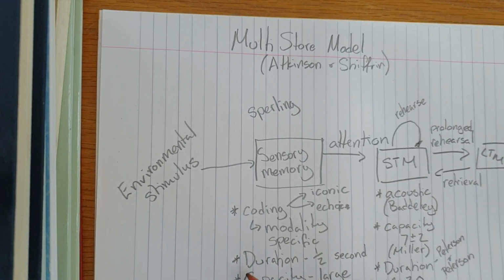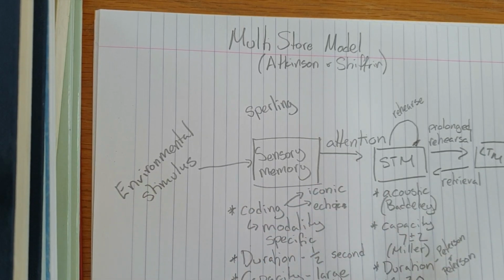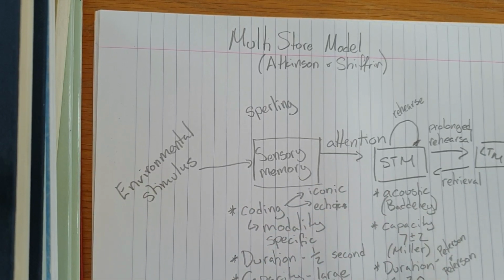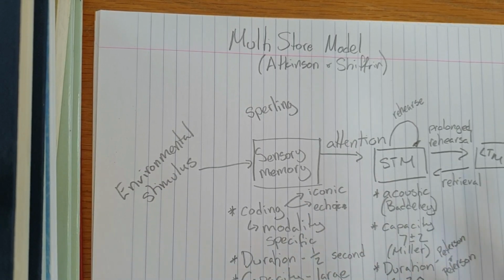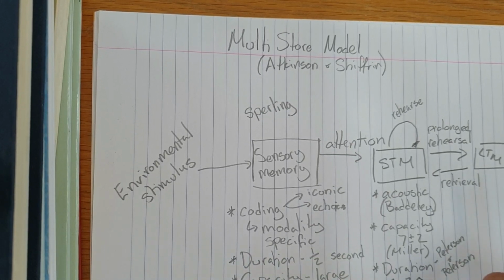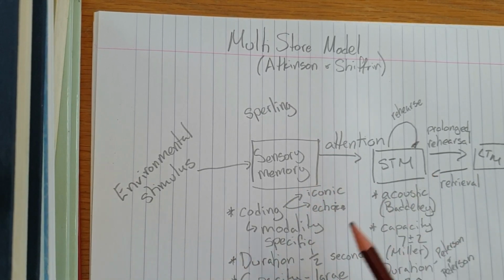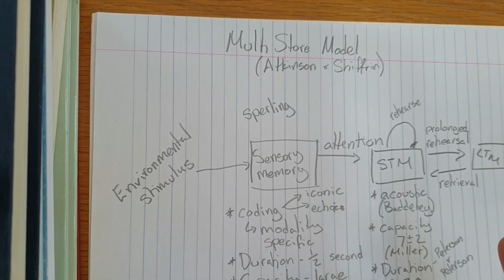So here's an example. Let's think of an environmental stimulus that will currently be held in your sensory memory. You're not paying attention to it yet, so it's unconscious. You're not thinking about it. You won't know this in your sensory memory until I say what it is. As soon as I say what it is, you'll start to pay attention to it. It'll move into your short-term memory and you'll be aware of the sensation of that.